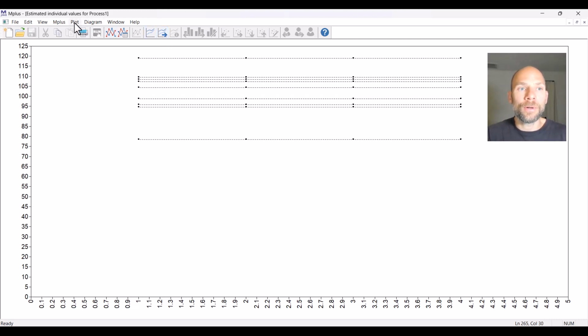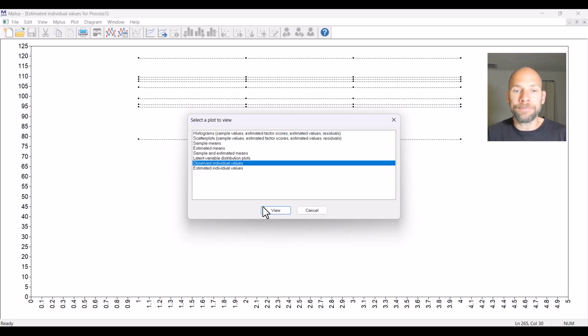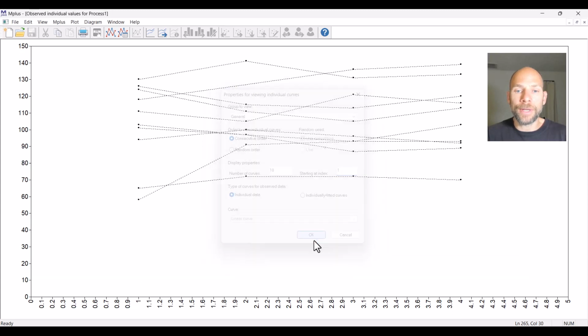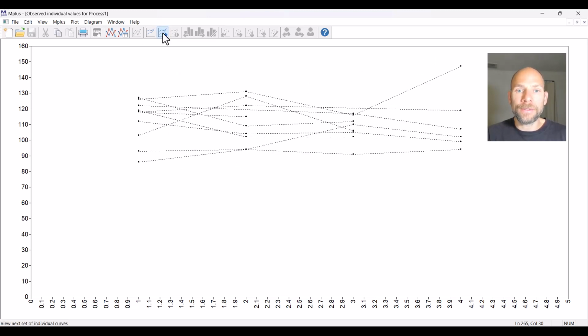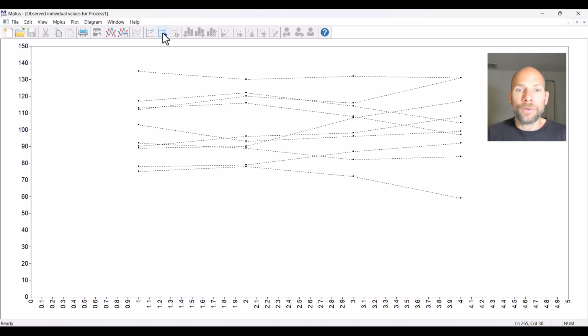So we'll go back to plot and then view plots, and now we're going to take a look at the observed individual values. So that's the actual data, and again we can look at 10 curves at a time. We can start at index 1 again, so the first individual in the data set. We'll click on OK, and now you can see this is what the actual growth curves look like, and you can see there are some that increase more than others. So when we click further, you can get a better sense for that. You can see that there are changes across time, and there's also crossing of the lines.